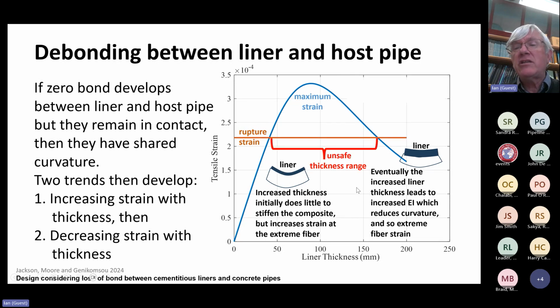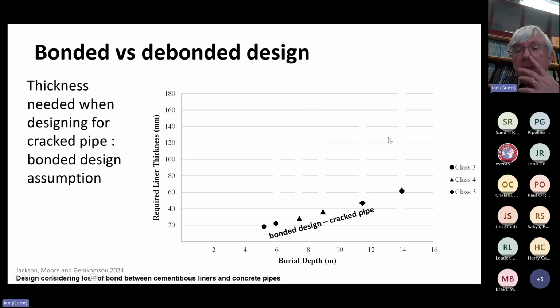And so we need to then think about when might we have that unsafe thickness range, and there'll be certain circumstances where we can design down in here, where the liner will produce strains that are safe, but otherwise we might have to have very thick liners to produce safe behaviour.